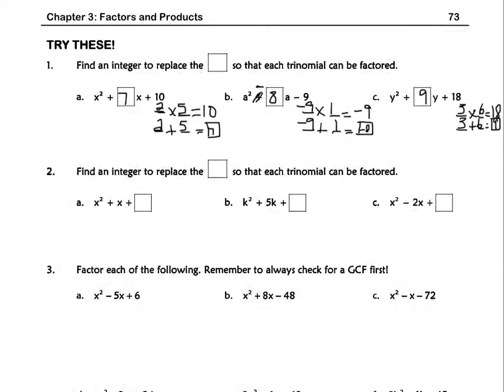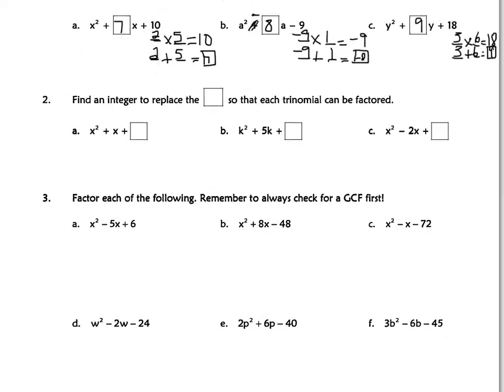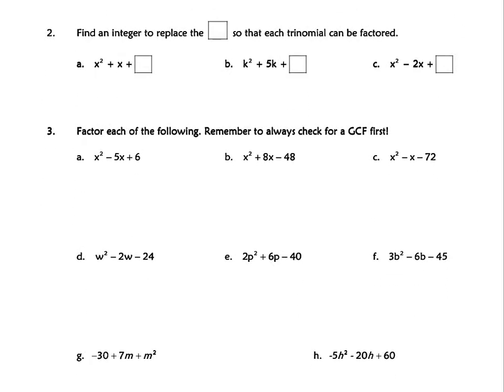In the next example, you're not given the last term. You don't know what that last term is, but you do know that the 2 numbers you're looking for should multiply, if this was factorable, to give you what's in the box, but should add to give you the coefficient of the middle term, which is 1. So you would have to come up with 2 numbers that add to give you 1. For example, 4 and negative 3 add to give you 1.